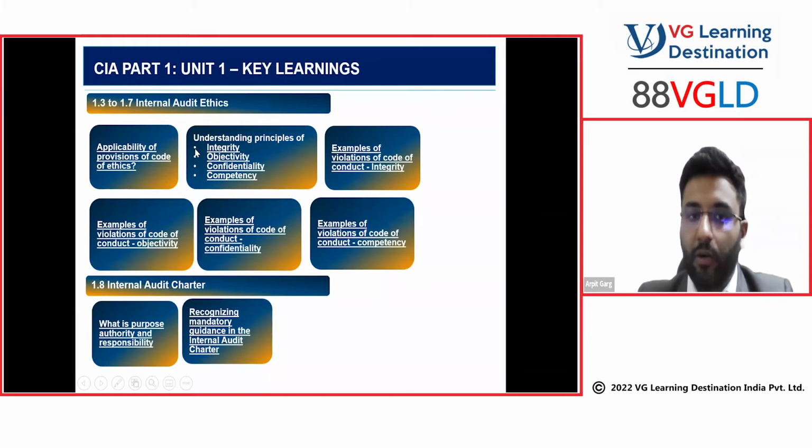So now moving on to the next subunit 1.3 to 1.7, it says internal audit ethics. So here now we are going to cover a lot in detail, and this will be the most important aspect of the balance part of today's unit. We'll try to at least cover 1.3 to 1.7 in today's session.